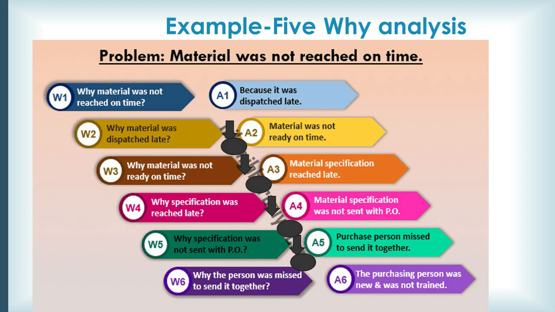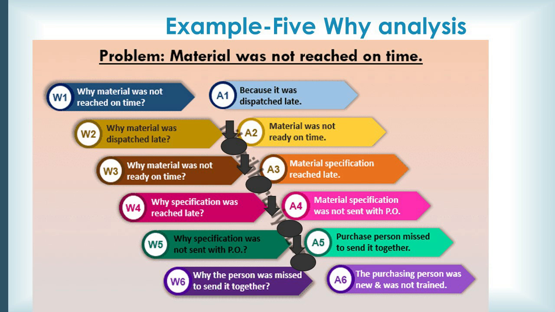Because it was dispatched late. Suppose it was to be dispatched by 14th of August, but it was dispatched yesterday only, by 20th of August. So it has not arrived. So it was dispatched late. Why the material was dispatched late? Because the raw material was not ready on time. Okay. So why the raw material was not ready on time?